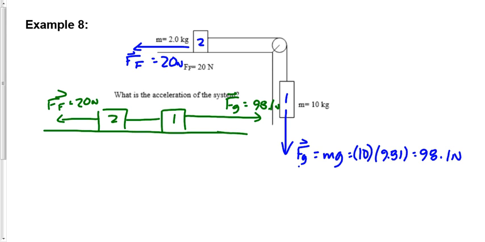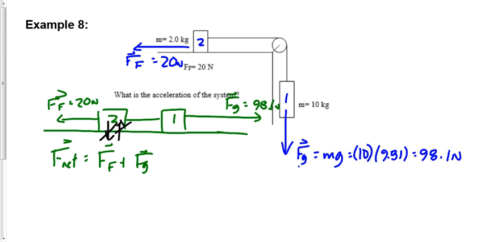Let's set F net equal to the sum of the forces: FF plus FG. By the way, technically, there is gravity acting down on number 2 as well, and the normal force acting up on number 2, that cancel, right? I just chose not to draw them in because they cancel. I didn't want to make my diagram too cluttered.